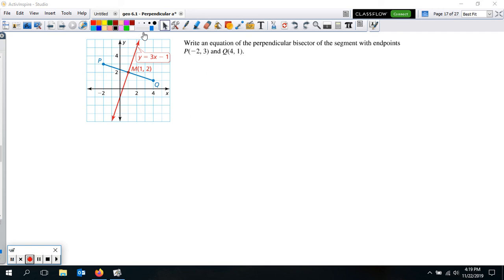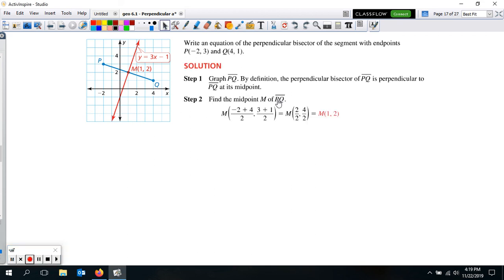So this is the perpendicular bisector. It says write an equation of the perpendicular bisector of the segment with those endpoints, and that's what we're trying to figure out. We're trying to write that equation. As you can see, we really need to locate what M is. The red part is actually already the answer. They kind of showed us the answer. The blue part was the problem. The red part is the answer.